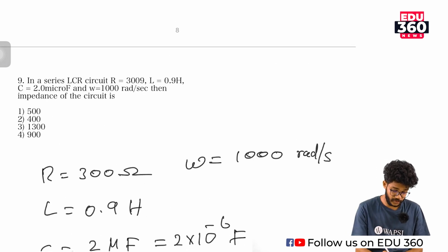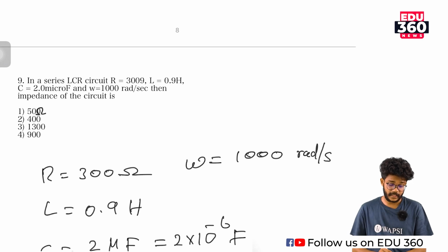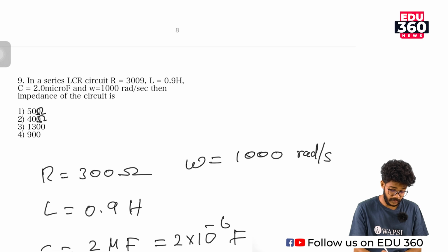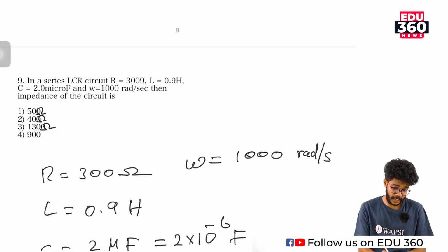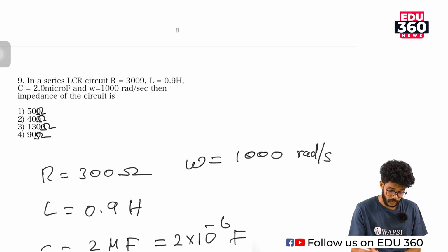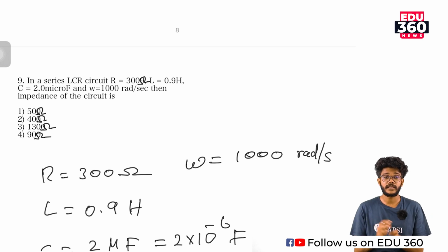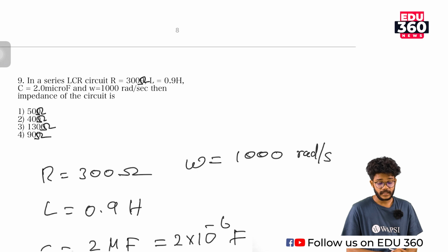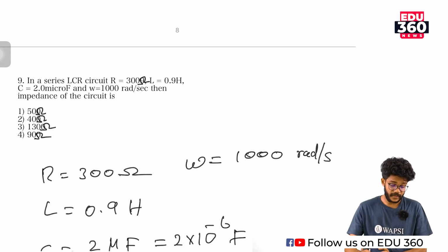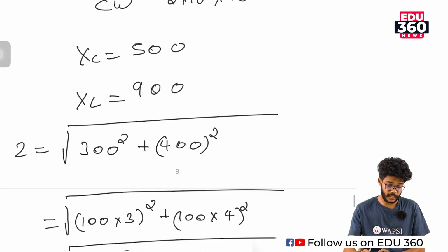I think option 1 has a symbol of ohm in here, and 400 ohm, 130 ohm and 90 ohm. The last digit is a correction that occurred due to a printing mistake. So the last digit is nothing but the symbol of ohm. So 50, the first option, is the correct answer.